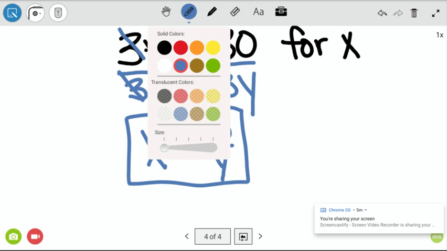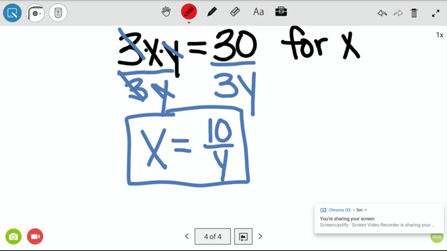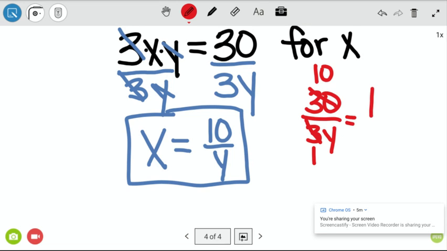So I just want to show you off to the side. When you have 30 divided by 3y, 3 can go into 30 10 times, and 3 goes into 3 1. So if you reduce that, it's really 10 over 1y, and we just never write the 1. So that is why it's 10 over y.